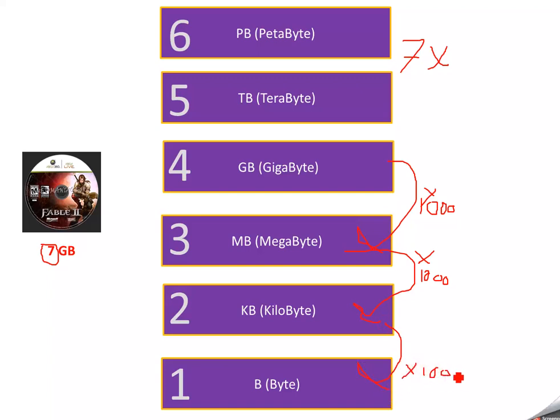So, to turn 7 gigabytes into megabytes, we times it by 1,000. So the answer is, ladies and gentlemen, drum roll, 7,000 megabytes.